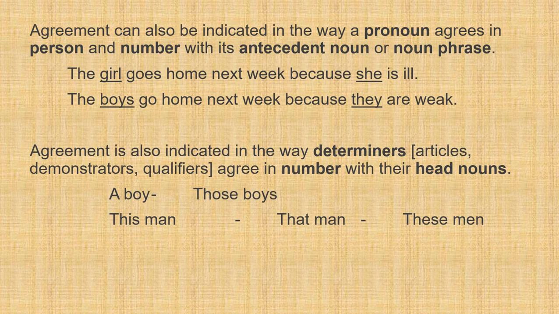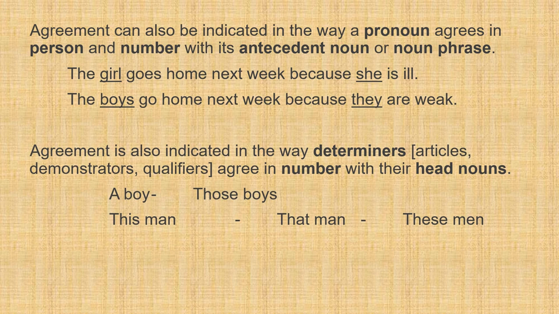Agreement can also be indicated in the way a pronoun agrees in person and number with its antecedent noun or noun phrase. Example, the girl goes home next week because she is ill. If you check carefully, the underlined noun is girl, feminine. And so the pronoun must reflect the feminine gender of that particular subject.